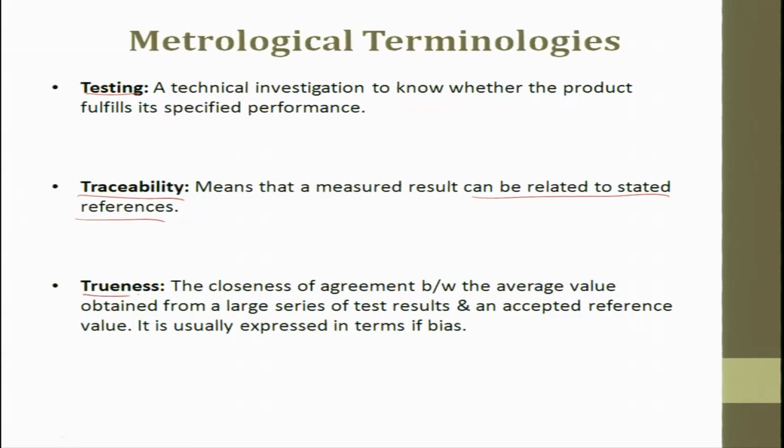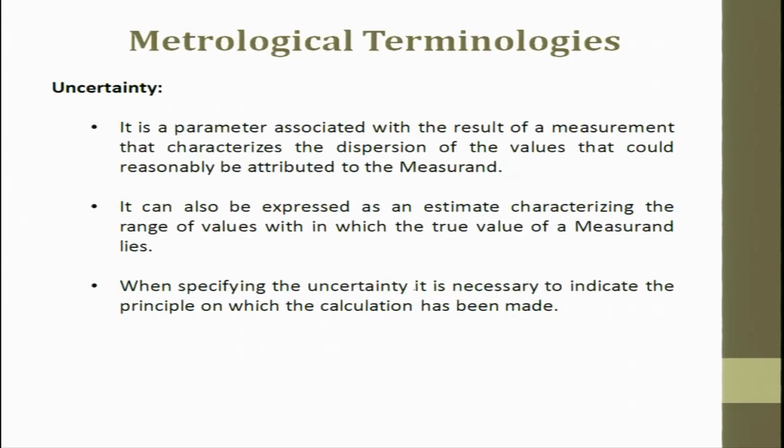What is trueness? The closeness of agreement between the average value obtained from a large series of test results and an accepted reference value is nothing but trueness. It is usually expressed in terms of bias. So, trueness is the closeness of agreement between the average value obtained from a large series of test results and an accepted reference value.